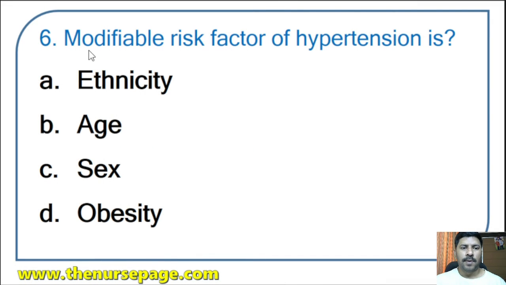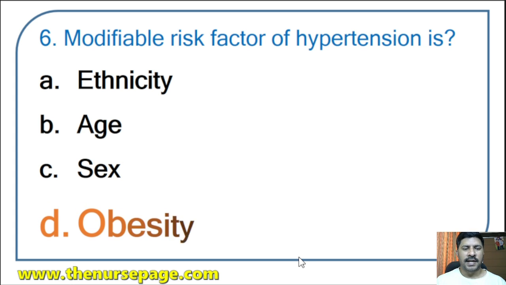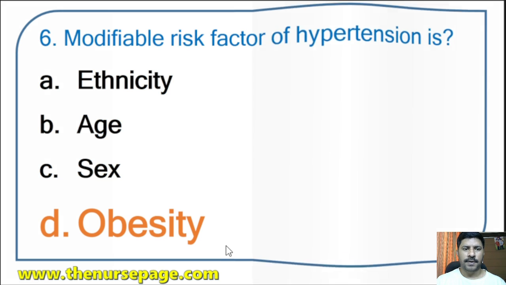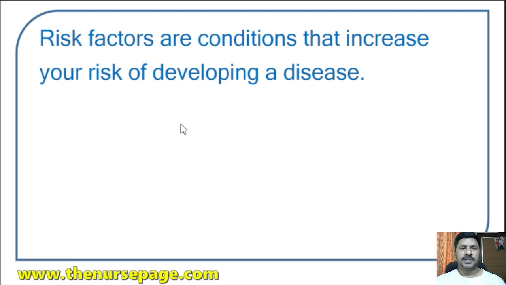Sixth question. A modifiable risk factor of hypertension is: ethnicity, age, sex, or obesity. Correct answer, obesity. A modifiable risk factor of hypertension is obesity. Risk factors are conditions that increase your risk of developing a disease.